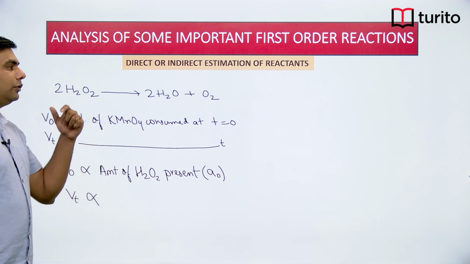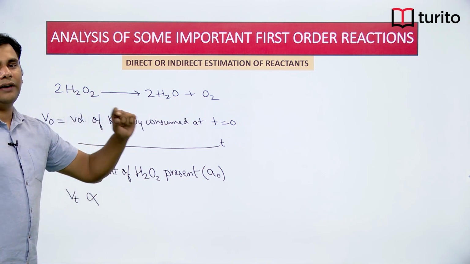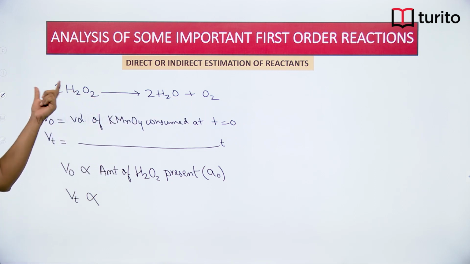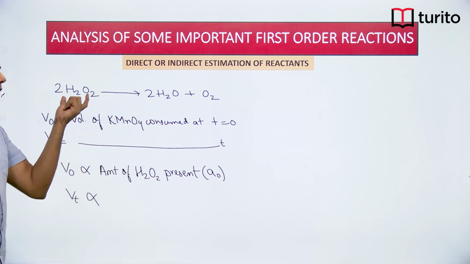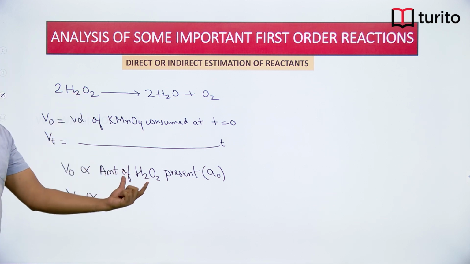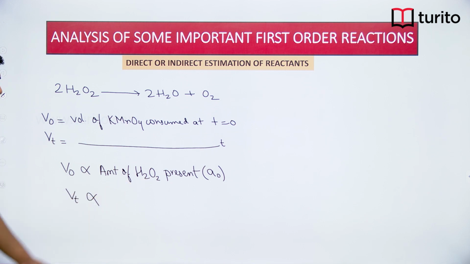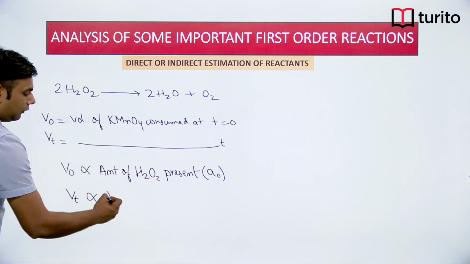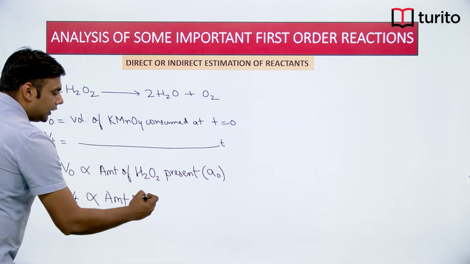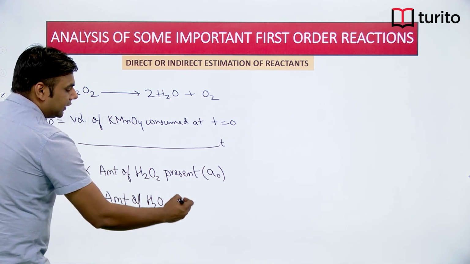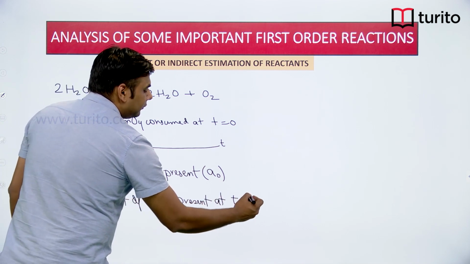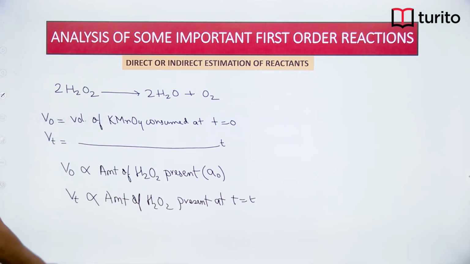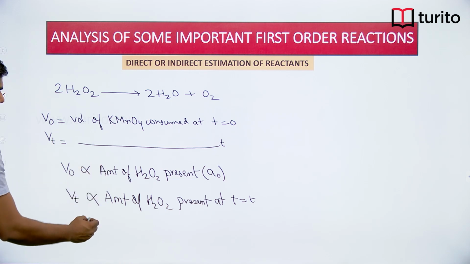Some of the H2O2 might have decomposed through this reaction. Suppose at time t equals to 5 minutes, some of the H2O2 has already broken down into H2O and O2, and some amount would be left. Whatever amount is left at that time will be titrated against KMnO4. So, Vt would correspond to the amount of H2O2 present at time t.